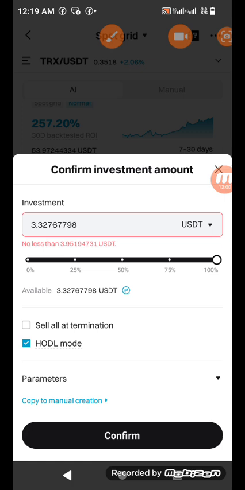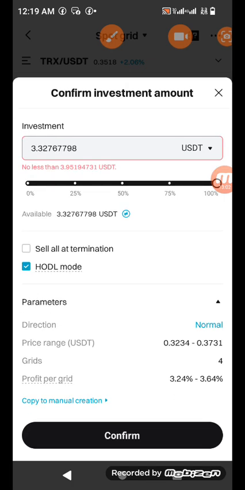Now, not only that, let's look at the parameters. Click on this drop down menu. Now, this parameter, you are seeing it. Price range is this to that. Parameter grid, you see 4. Parameter grid is 4. If it's the one that is normal, you may be seeing something like 19 or thereabouts. If it's the one that is conservative, you might see it much higher. But here now, this one is 4. Profit per grid, 3.24% to 3.64%. You understand?